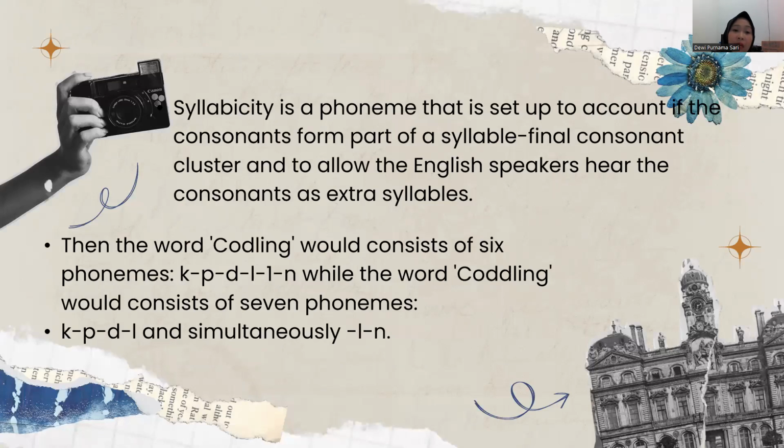And this syllabicity is a phoneme that is set up to account for consonants that form part of a syllable-final consonant cluster, and to allow English speakers to hear the consonants as extra syllables. Then the word coddling would consist of 6 phonemes: k, p, d, l, e, and n, while the word coddling would consist of 7 phonemes: k, p, d, l, and simultaneously it also has one more l and n.